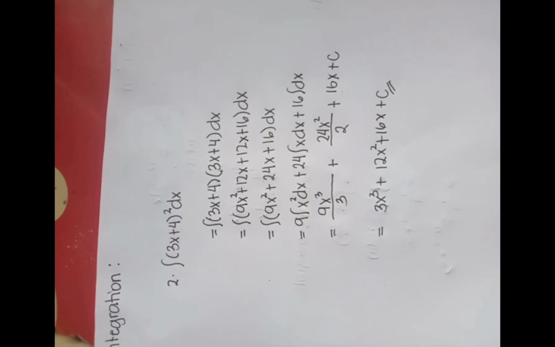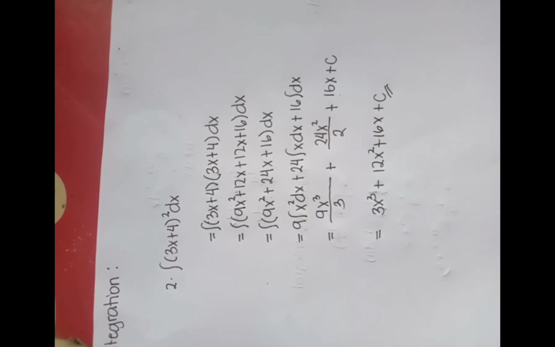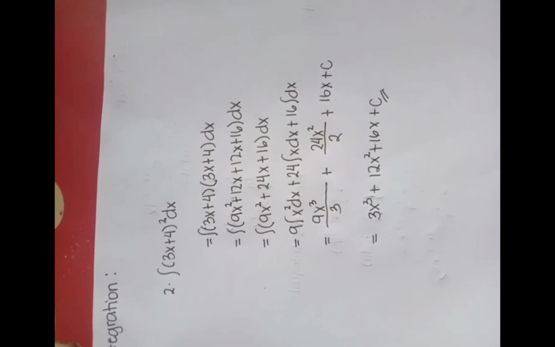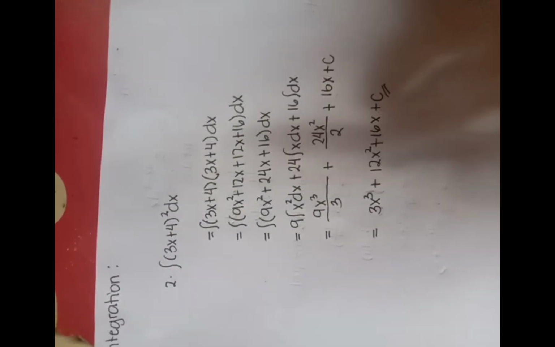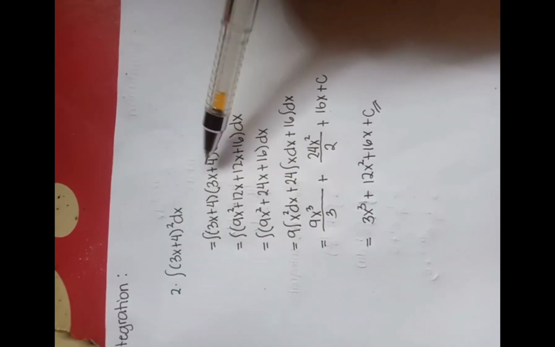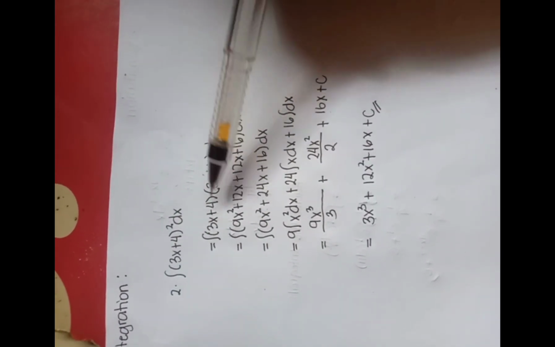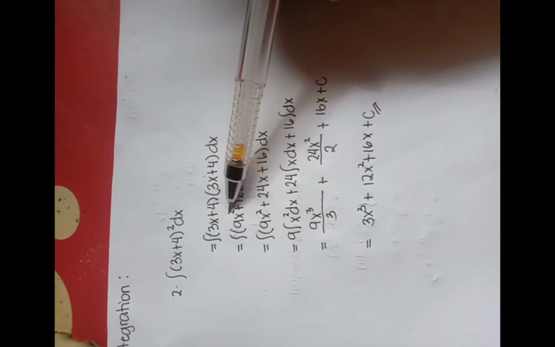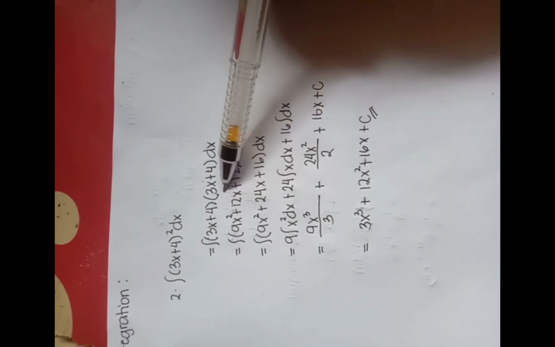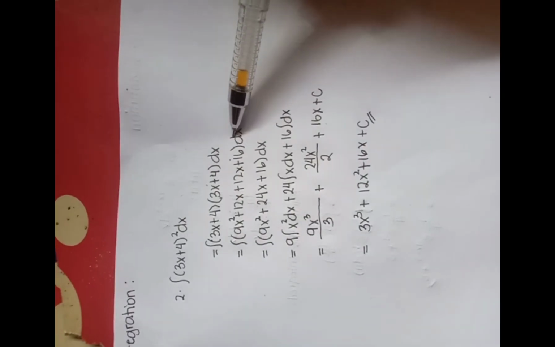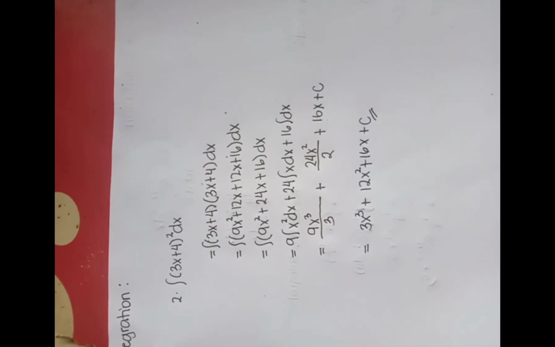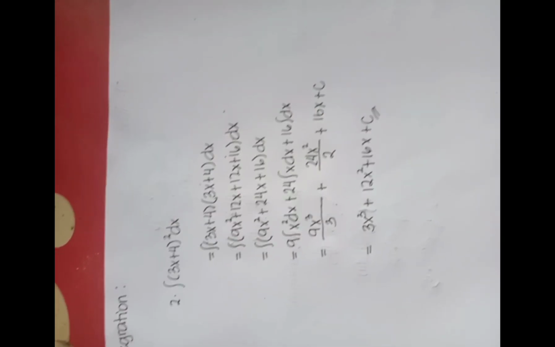So now let's proceed to example number 2. Integral 3x plus 4 raised to the power of 2 dx. So, this is our given, squared. Then, to solve this one, the result is 9x squared plus 12x plus 12x plus 16 dx. So, I will show you how to get that one.